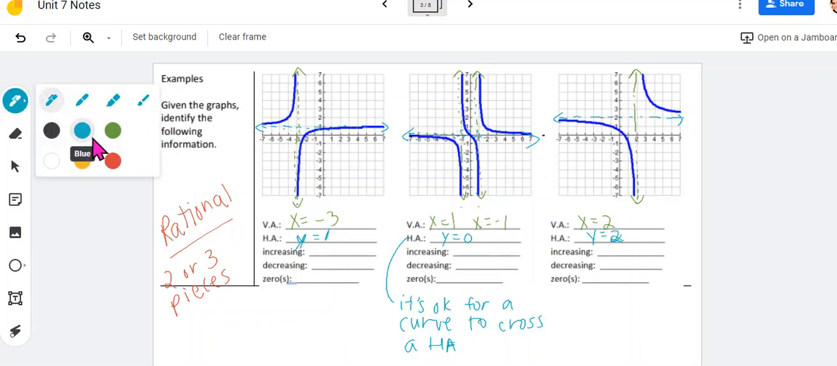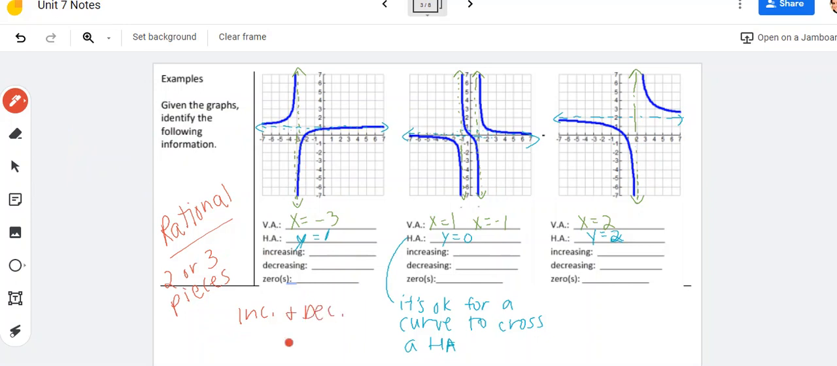Okay, so increasing and decreasing talks about the roller coasters. I'm going to make this note here: increasing and decreasing, always read from left to right, and we always use the x values. So from left to right, what are we doing on the roller coaster? If I draw this little guy on the roller coaster, he's going to be going up, so he's going to be increasing. And the same thing would be happening on this bottom curve. So there's no decreasing there.